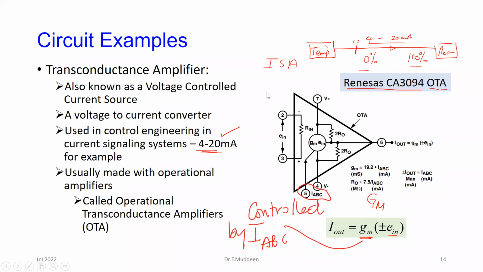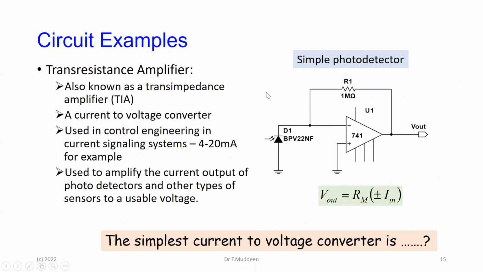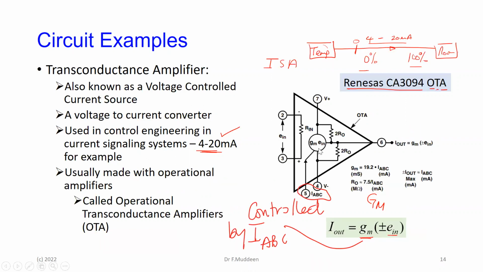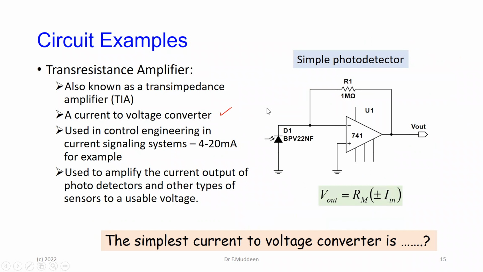All right? And then at the other end, if you're sending voltage to current, at the other end you need something to convert the current back to a voltage. And that's where the transresistance amplifier comes in. So there's an opposite side to this, which is the transresistance amplifier or the transimpedance amplifier, that takes the current and converts it back to a voltage.